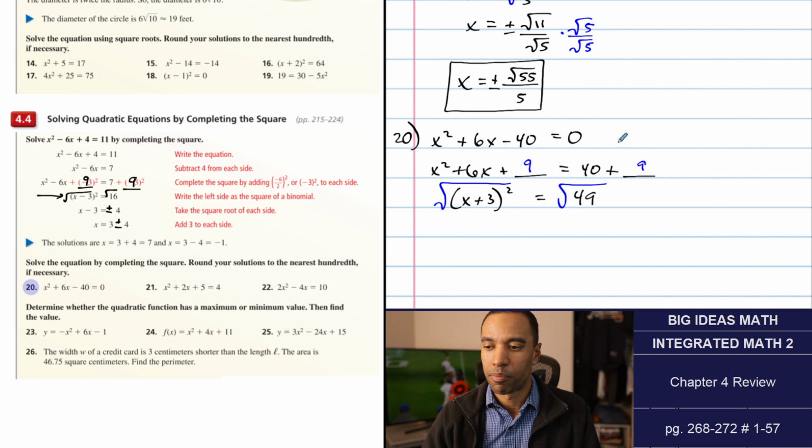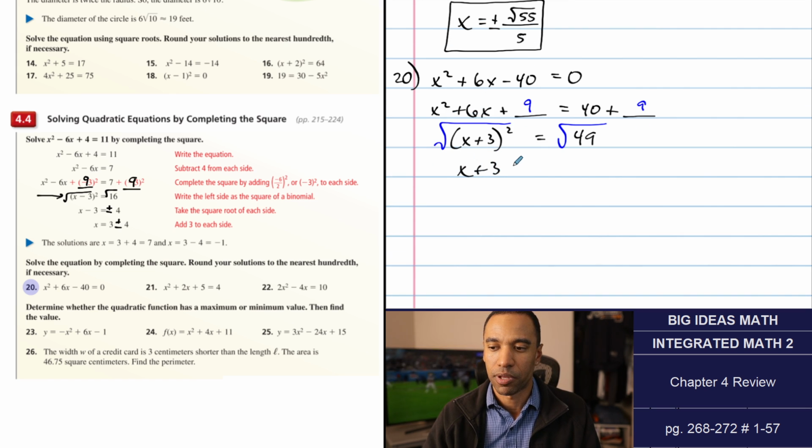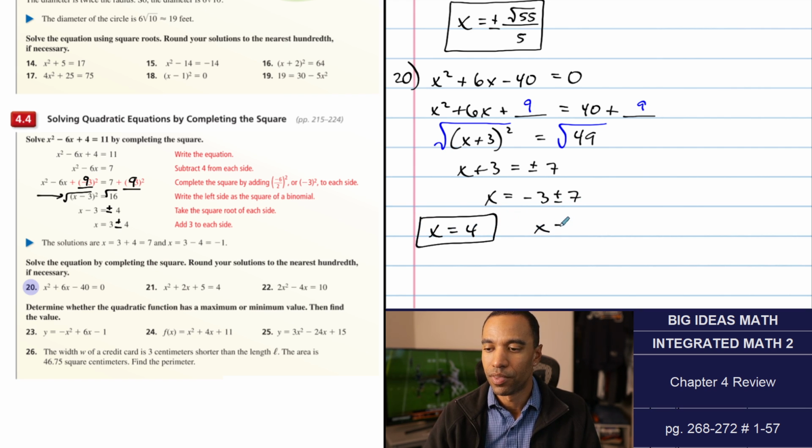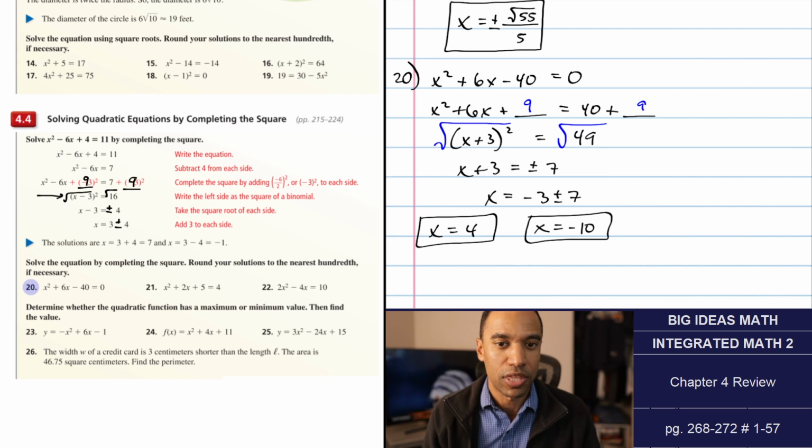We will take the square root of both sides, just like we were solving a second ago in section 4.3. We get x plus 3 equals plus or minus 7, and we subtract this 3 over. Negative 3 plus 7, negative 3 minus 7. Let's figure those out. Negative 3 plus 7 is 4. Negative 3 minus 7 is negative 10. These are the solutions, which means this was factorable, but they had us use this method.